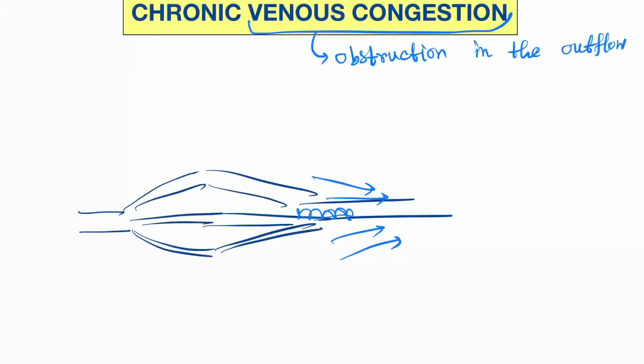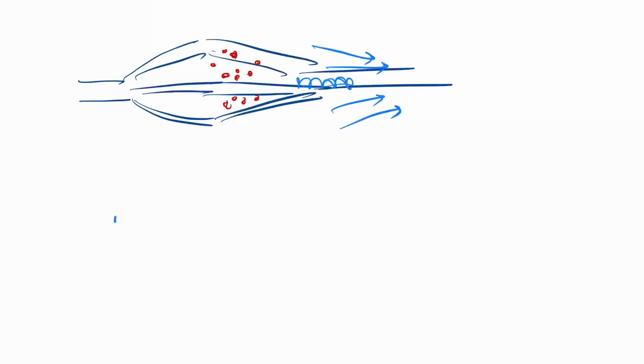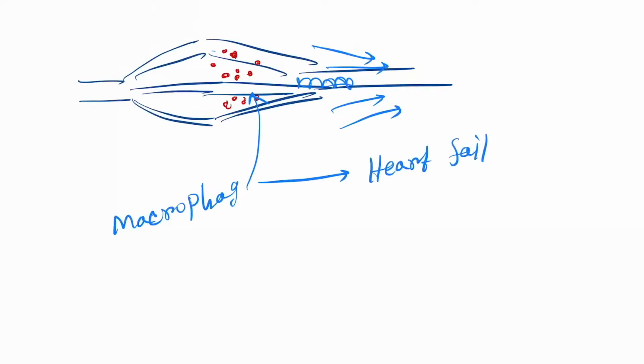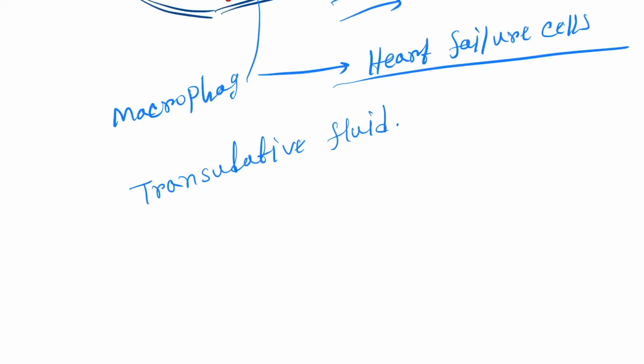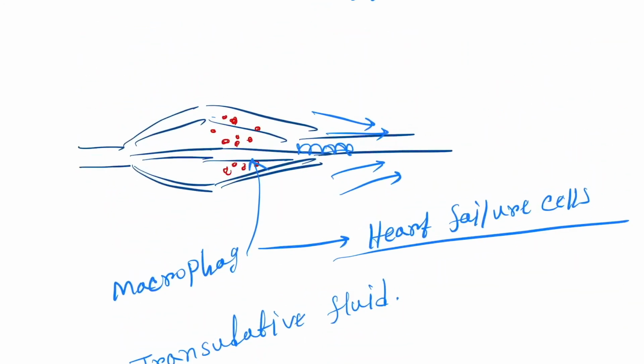As a result, in the capillaries, the deposition of RBCs occurs. Venous blood will deposit there, and as a result macrophages will come. Macrophages will engulf these RBCs and cause the formation of heart failure cells. Next, as a result, inflammation will occur, and transudate fluid will be there. Next, congested and dilated blood vessels will be there.